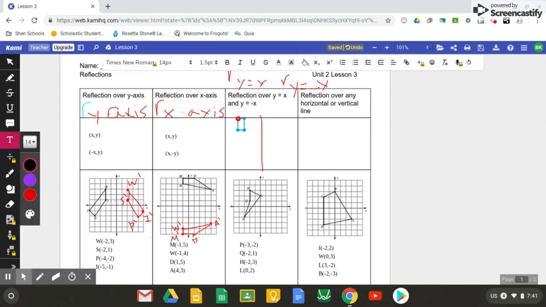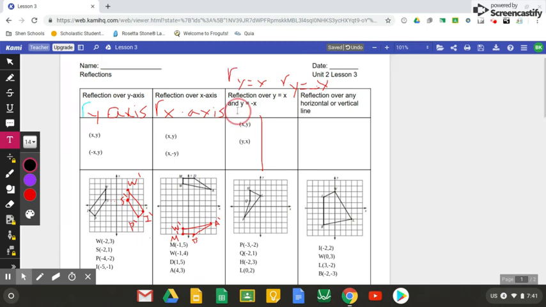Now the notation, the rule for this, it's probably better to know this rule than trying to count to a line. So the rule is if you have (x, y), you're going to switch to be (y, x). That's if you go over the line y equals x.